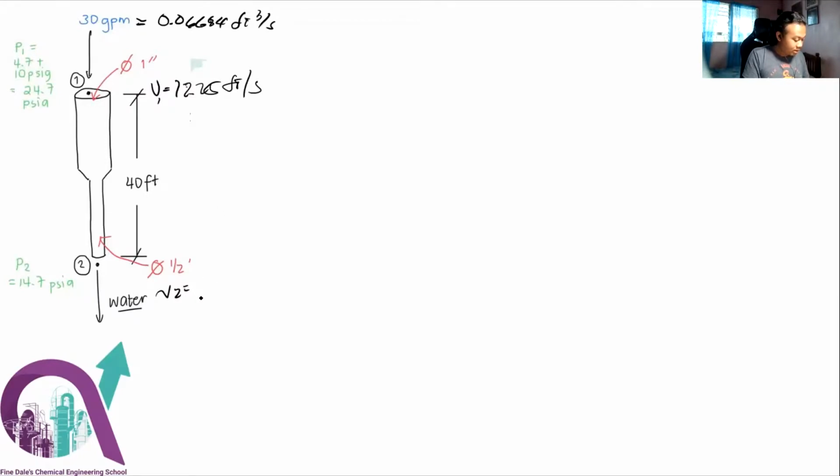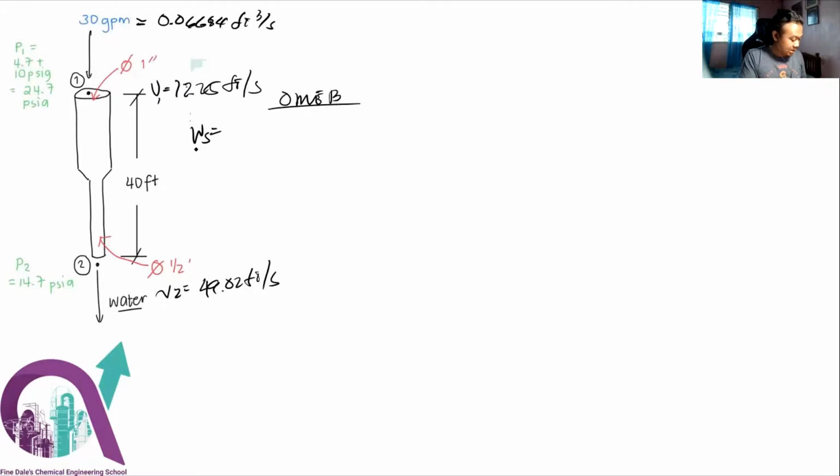Yes, in the second point we have 49.02 cubic feet per second. Okay, so now what is really important in this problem is the overall mechanical energy balance, so OMEB, overall mechanical energy balance.